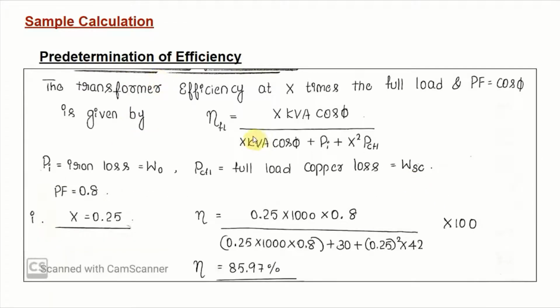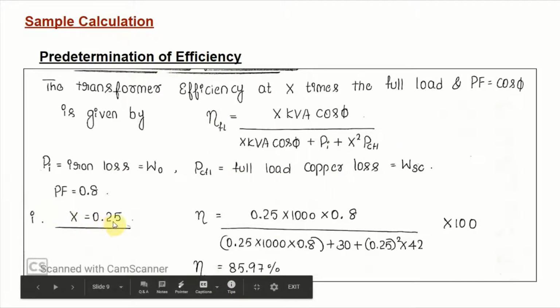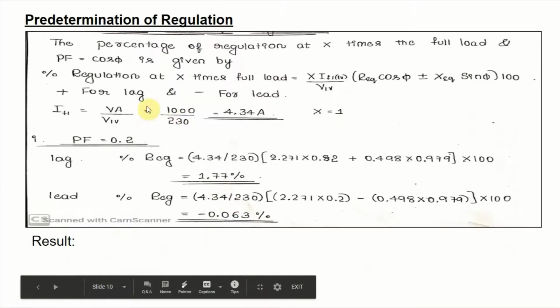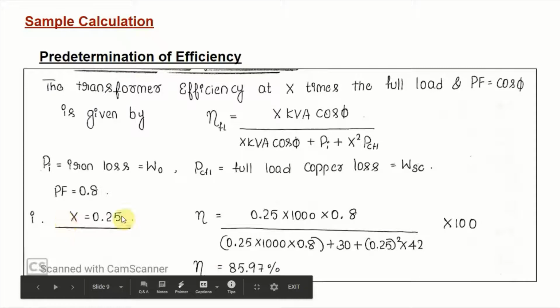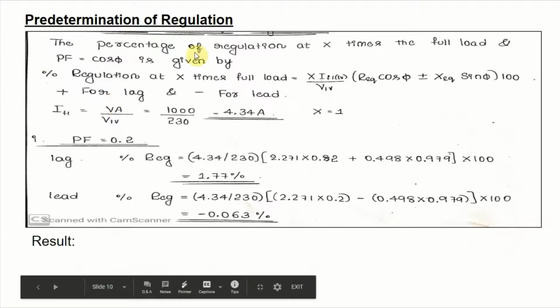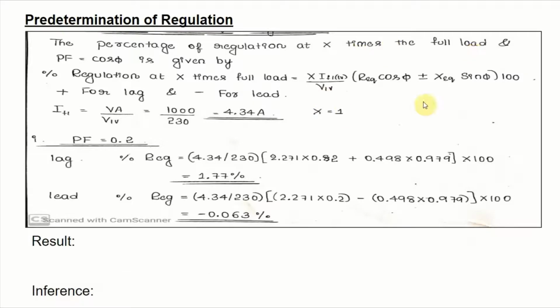So this is the sample calculation. First we've got the iron loss. From the iron loss and the full load copper loss of each transformer, we'll calculate the efficiency. We'll start with X equal to 0.25. All these parameters will remain the same. The only thing is we have to substitute the X value in each calculation. That way we'll calculate the efficiency for each load value, and then we'll calculate the regulation using this expression. Here we'll be changing the power factor, that is the phi angle will be changed, and we will see for both lagging as well as leading. The only difference is plus will be used for lagging power factor and minus will be used for leading power factor.